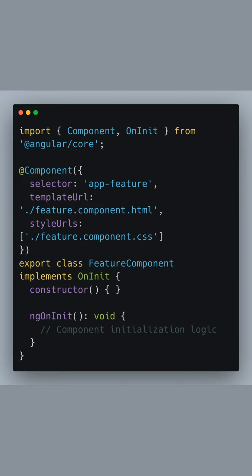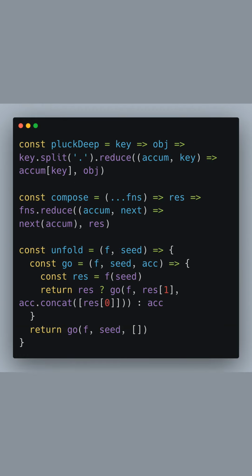Lastly, this is our feature component, which is the main component of the feature module. When the feature route is activated, this component gets loaded. It can have its own initialization logic, services, and dependent components, fully independent from the rest of the application. This compartmentalization of features allows us to load only what is needed, when it's needed.